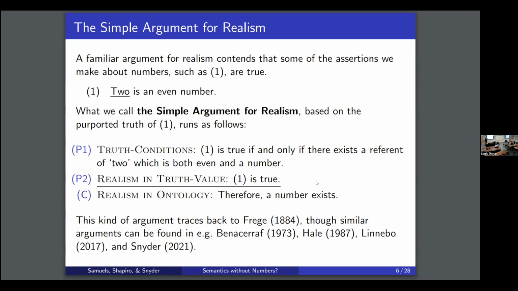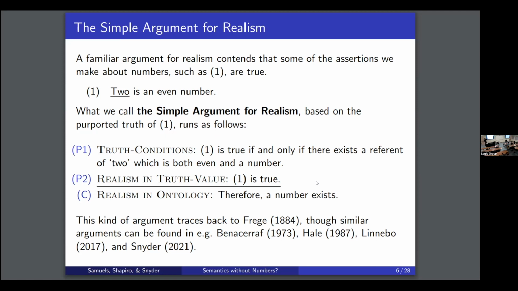First premise, we call it truth conditions. That sentence is true if and only if there exists a referent of the word 2, which is both even and a number. Seems plausible enough. So those are the conditions under which this sentence would be true. Second premise, which we're calling realism and truth value: the sentence is true, 2 is in fact an even number. And therefore, combining 1 and 2, we get the conclusion, which we call realism in ontology: a number exists. Hence realism. Very simple argument. The sentence is true. For that sentence to be true, a number has to exist, hence a number exists.